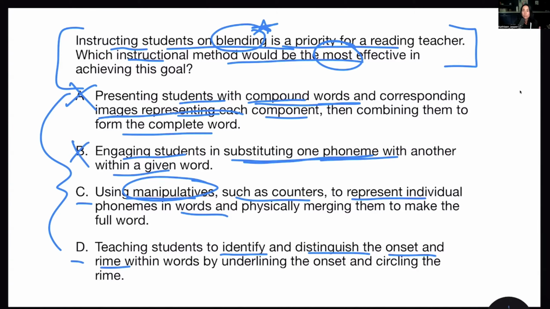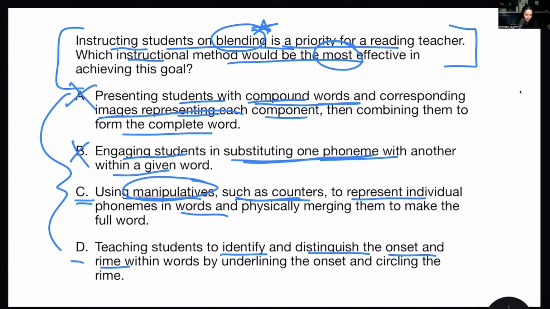B, engaging students with substituting one phoneme for another. Not substituting. Substituting would be something like this. Say the word bat, and students say bat, and I say substitute the B sound with a K sound. And they would say cat. That's substitution, a very important activity, but not the answer to this question. And C, using manipulatives such as counters to represent individual phonemes in words and then physically merging them together.